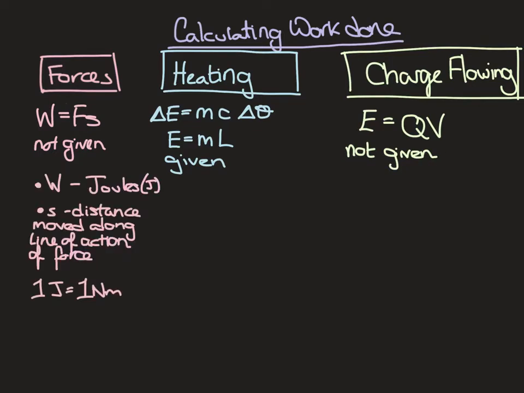So a couple of little things to note about these equations just to make sure we don't get caught out. Here, W stands for work, which is measured in joules. S is the distance moved along the line of action of the force, and we can use this equation to define a joule as 1 Newton meter, and we need to be able to convert between the two. So 1 joule is equal to 1 Newton meter.